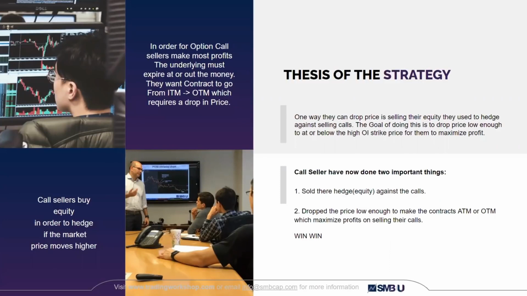One way they can drop price is by selling the equity they use to hedge against selling calls. The goal in doing this is to drop the price low enough, to at or below the open interest strike price, for them to maximize profit. So in their eyes, by selling their equity against the calls, they're getting their equity position, but selling their equity is also going to create supply, and it's likely going to allow price to drop. And when price drops low enough to make the contracts at the money or out of the money, that maximizes profits from them selling the calls. So that's a win-win for them in both those scenarios.